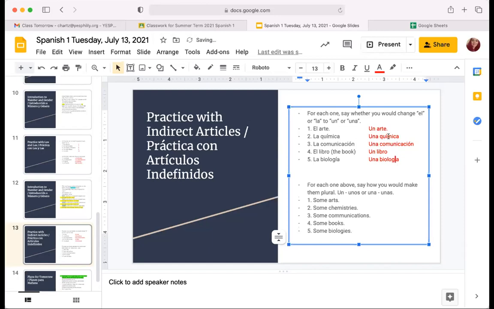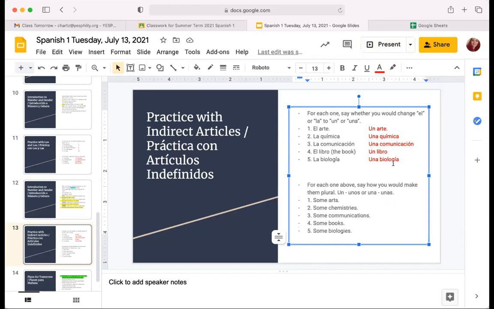So just to go through what these mean, el arte is the art. Un arte is an art. La química is the chemistry. Una química is a chemistry. I know that's awkward, but this is just practice. La comunicación is the communication. Una comunicación is a communication. El libro is the book. Un libro is a book. La biología is the biology. Una biología is like a biology.